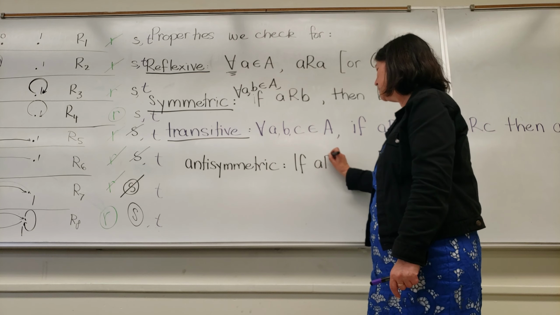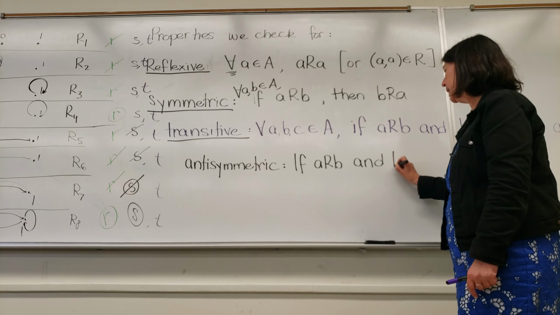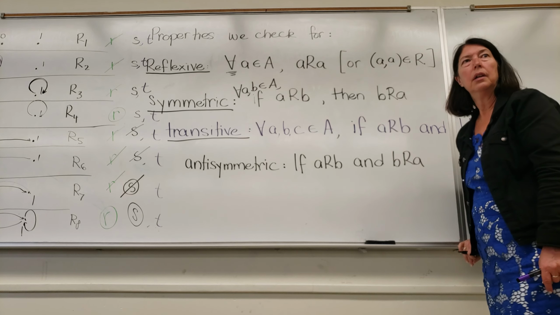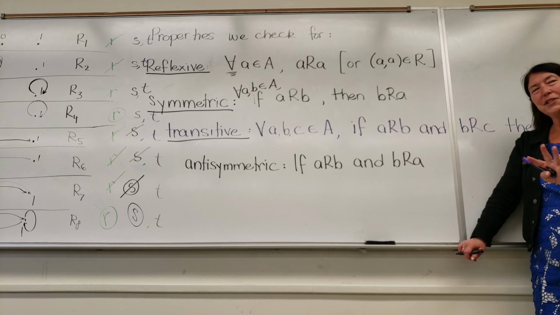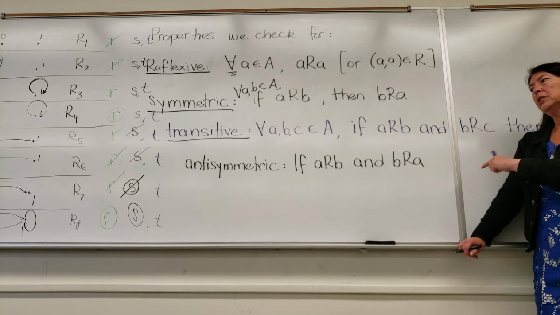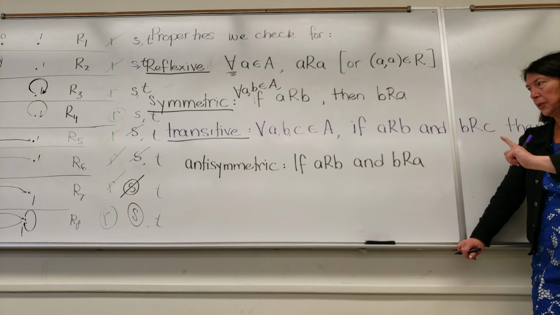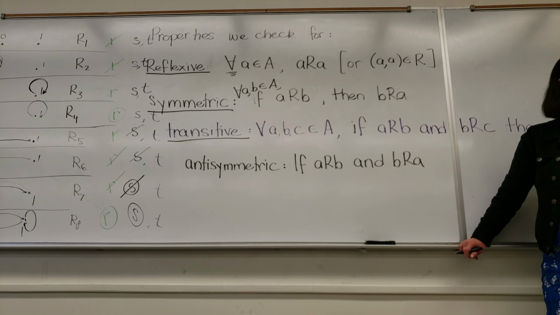So what antisymmetric is, if A is related to B and B is related to A, so this is an exact violation of what I just said. I just said if A is related to B, then B is definitely not related to A. But for various reasons, we leave open one exception to that. The only time we'll allow a mutual friendship society or whatever is if A and B are the same point as each other, and the element is actually just related to itself.